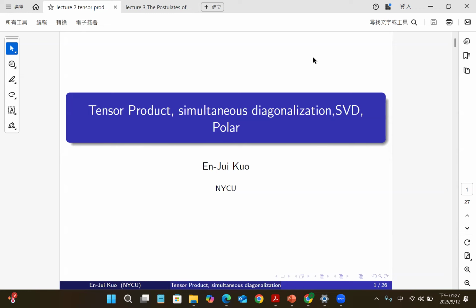All these are in your linear algebra textbook. But because most physics or engineering departments only take linear algebra for one semester, this topic is seldom covered. But I think it is important and also used beyond this foundation, so it would be good for me to tell you something about it. This is the tensor product, as well as so-called simultaneous diagonalization and singular value decomposition, the SVD, and also the polar decomposition. These are interesting topics.